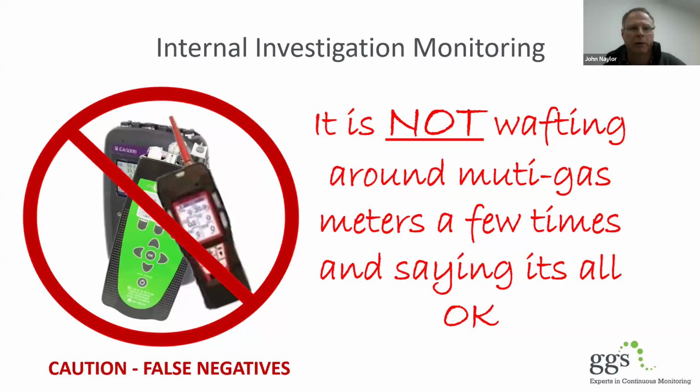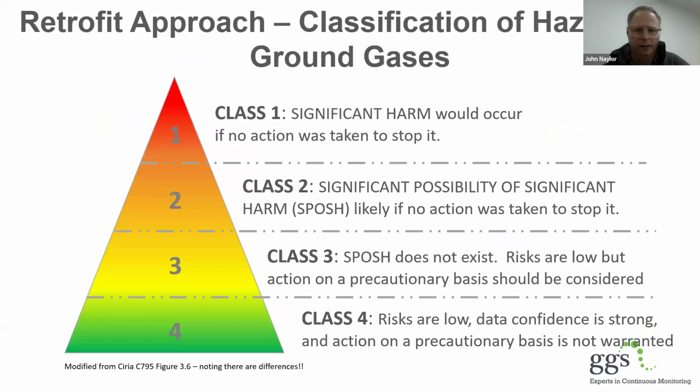Okay, so that's some investigation ideas. So how do we look at those results? How do we apply that to the structure? We've got CIRIA C795 that helps with that, and they've got a classification of hazardous ground gases within there, set out in classes 1 to 4. And I think quite nicely, they've used more of the words associated with Part 2A of the Environmental Protection Act, using significant possibility of significant harm, or SPOSH, in the class ones and twos, and then class three where SPOSH doesn't exist, and then class four where we're quite comfortable that there's not really anything going on.